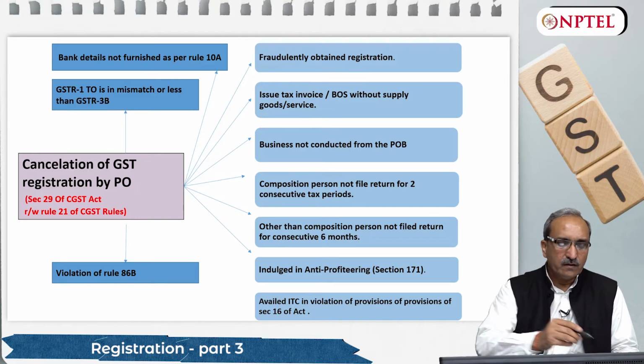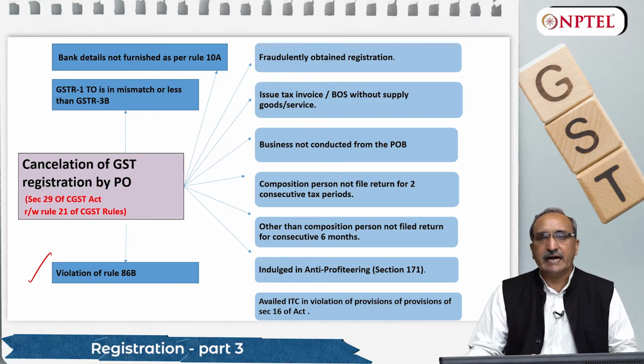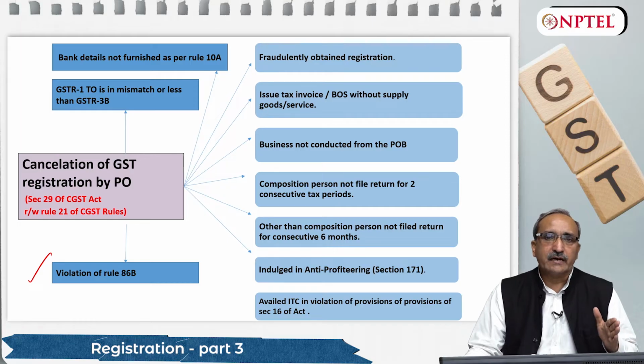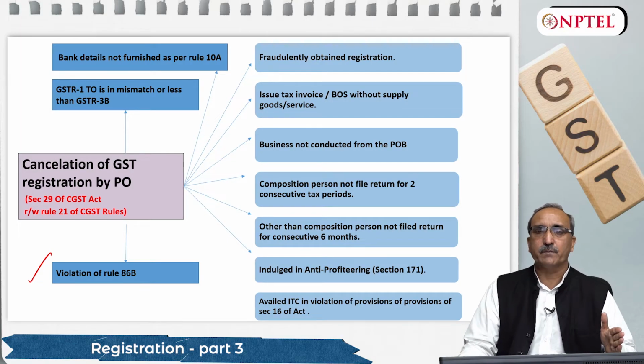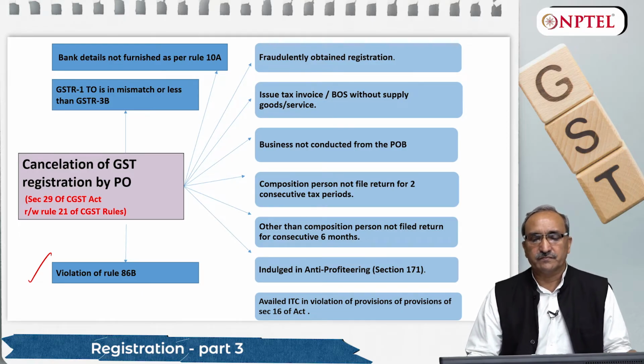Then, violation of Rule 86B. There is some criteria for availing ITC. If you are violating that criteria, your registration is supposed to be cancelled. So I told you earlier also that compliances are very, very important and harsh in GST. If you do not comply with the provisions of the law, you will be penalized.